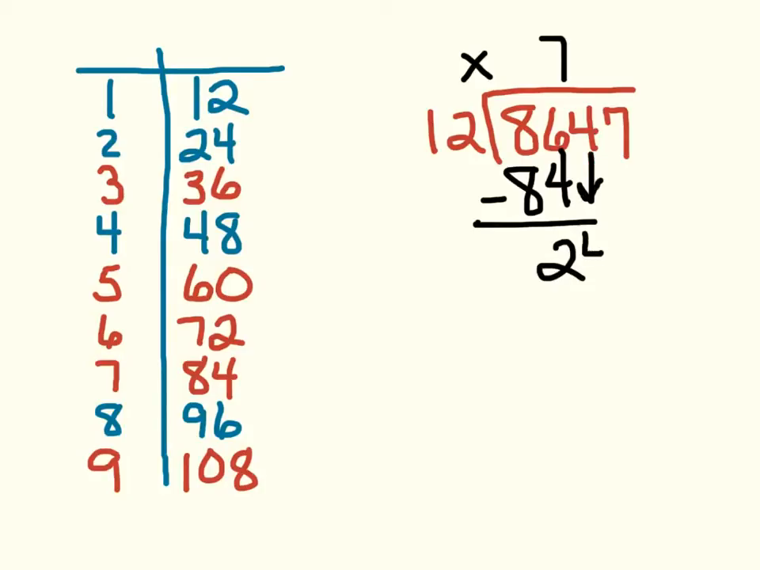Bring down the 4. Well, 12 times what number gets me closest to 24? Well, I see 24 is right there. That's as close as you can get. So that's 12 times 2 is 24.